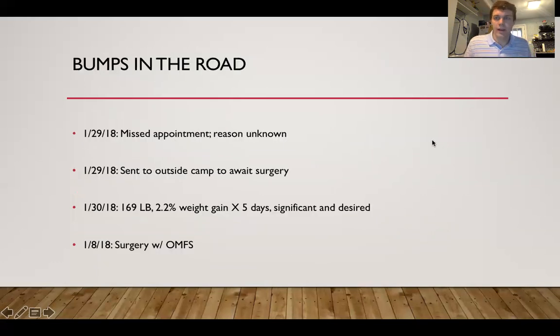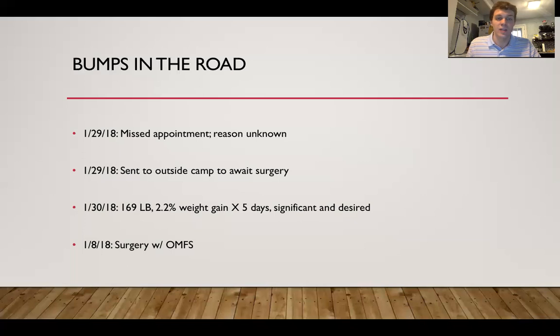So he encountered a few bumps in the road after the last time I saw him. The 25th of January was when I had seen him last, and he was scheduled for his surgery on the 29th. He missed the appointment on the 29th. The reason was unknown. Because he missed surgery, and they needed to free up a bed in the hospital, he was sent to an outside camp, which is essentially a different prison in the state, to await the rescheduling of his surgery.